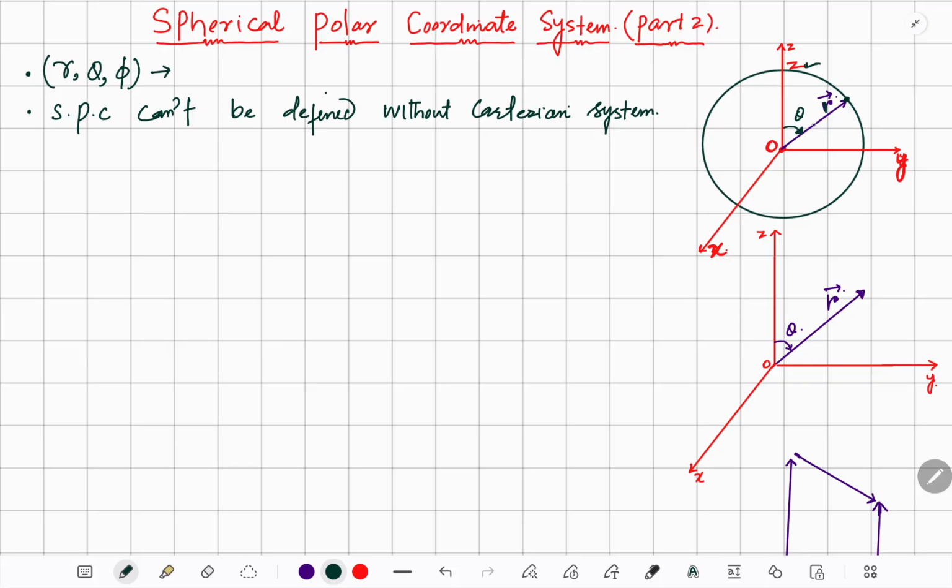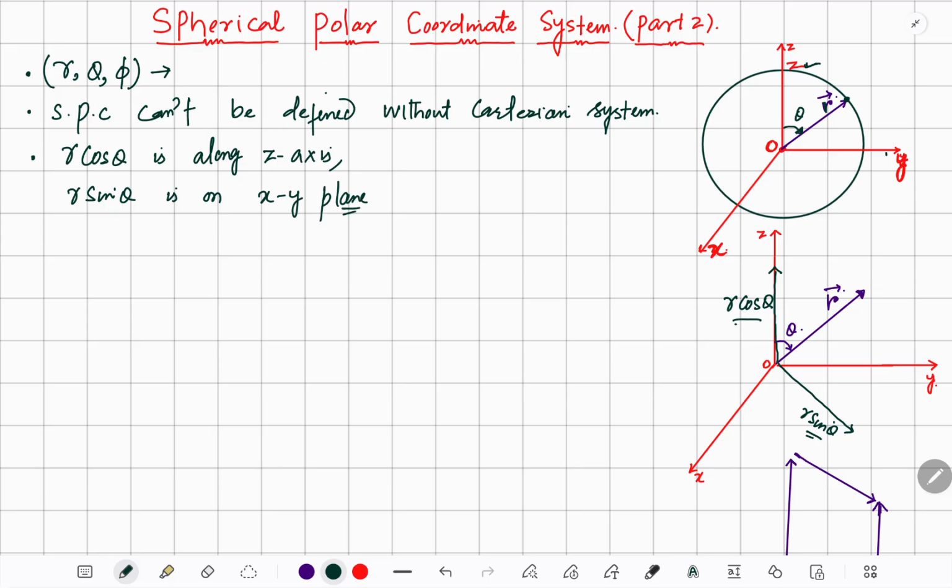So this r has two components. One is r cos theta, which is along the z axis. The other component lies on the xy plane, and that is r sine of theta. I hope you got it. This r sine of theta is on the xy plane.